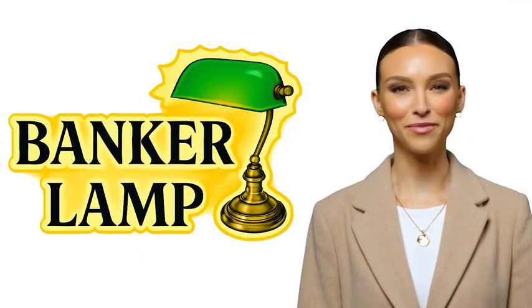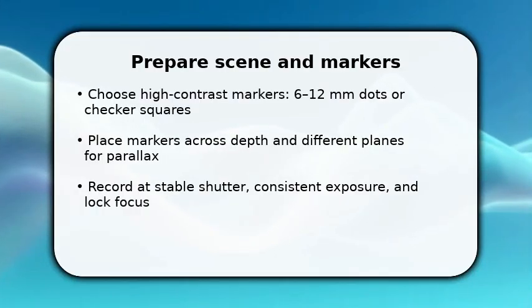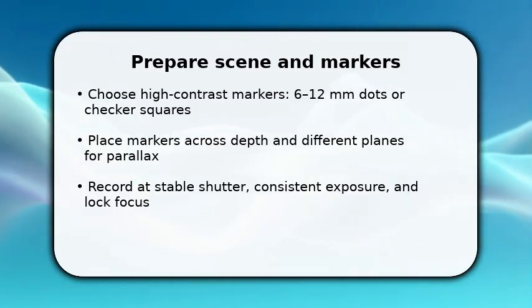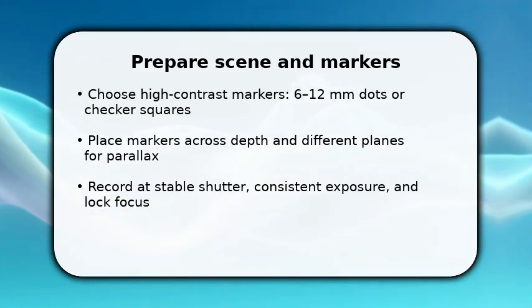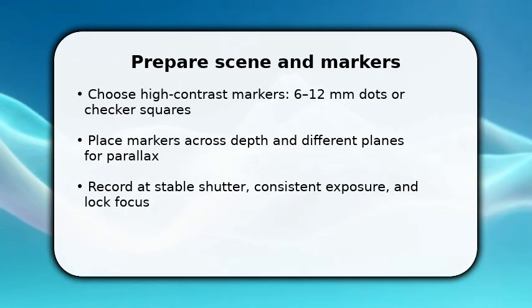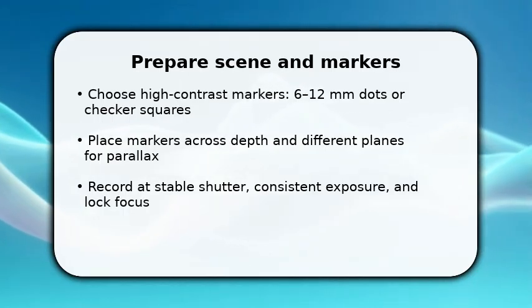Please enjoy the video. You start by preparing the scene and placing markers where they give the tracker useful geometry. Use high-contrast shapes on non-reflective surfaces. You want clear centroids. Once placed, vary depth and angle so the software can compute parallax and camera motion.